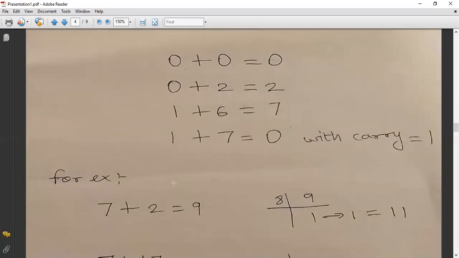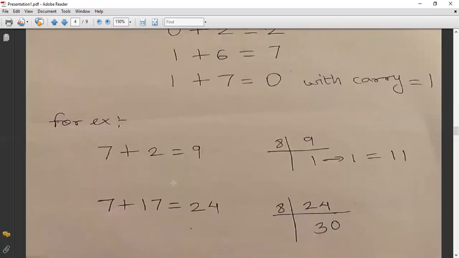Fine. Now let us understand these examples. Now 7 plus 2 is what? 7 plus 2 is 9, which is greater than the number 7. So what we are going to do here is divide this 9 by the number 8, because it's an octal number form. 8 ones are 8, remainder is 1. So 9 is represented as 11 in the octal form.